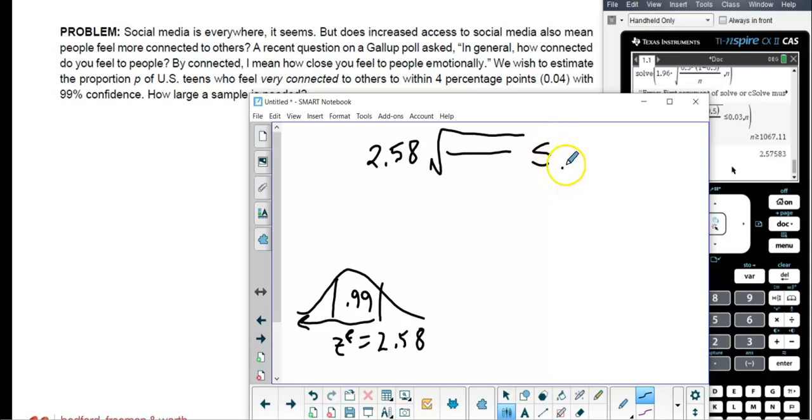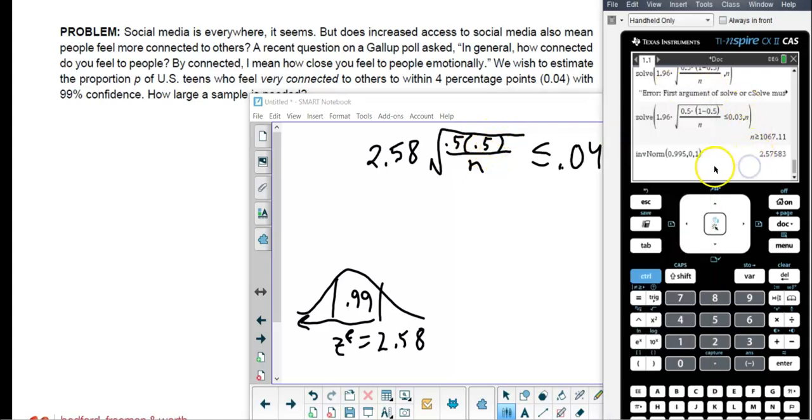So we want within 4%. I think that'd be 0.04 there. We want to try to find the sample size. They did not give us p hat, right? Okay, so we're just going to say 0.5. And so that'd be 1 minus 0.5, or 0.5. So let's type that in our calculator.